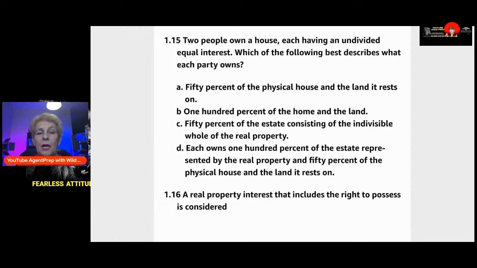So if you're a couple that's married, or two individuals that have equal ownership, however, undivided, a person gets to enjoy and use the whole property, not just a portion of the house, a portion of the land, unless it was subdivided that way from the beginning. The answer is not D, Inga. Take another attempt.